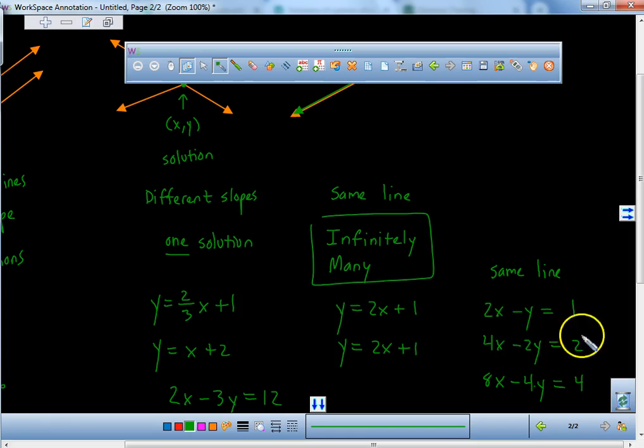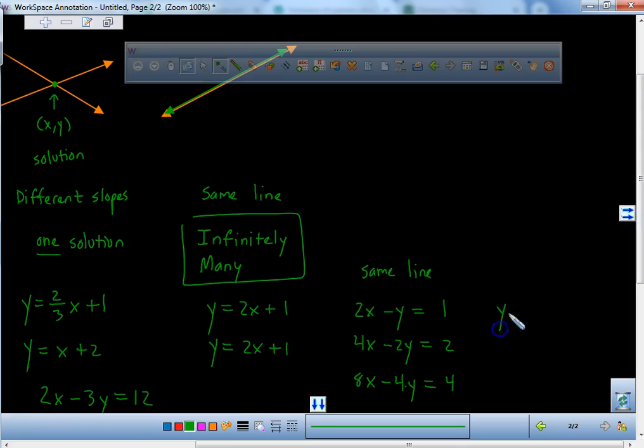So if I simplified all of these, in slope-intercept form they would all become y equals 2x minus 1, if I move the y over. So if I simplified all these to slope-intercept form, they would all equal y equals 2x minus 1.